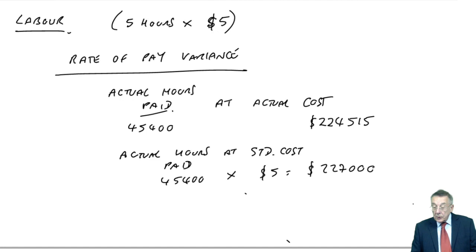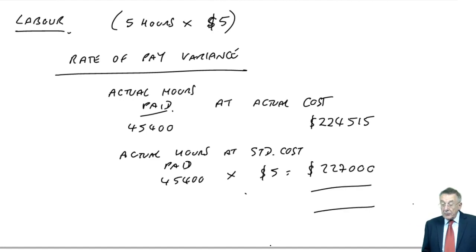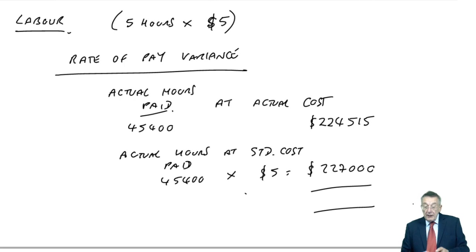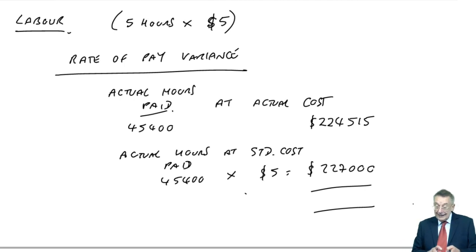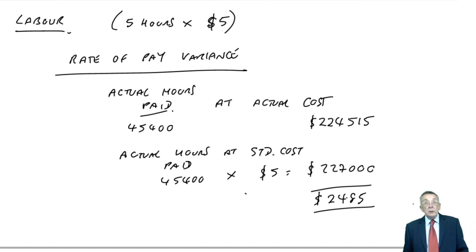And so compare the two here, we spent less than we would have expected for those hours. We've saved $2,485. And on that alone, we are saving money. If we're saving money on that alone, it would have increased the profit. So that's a favourable variance.